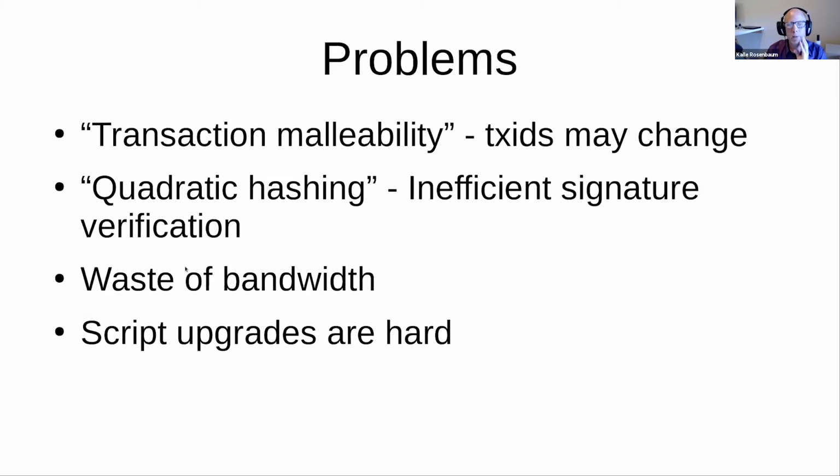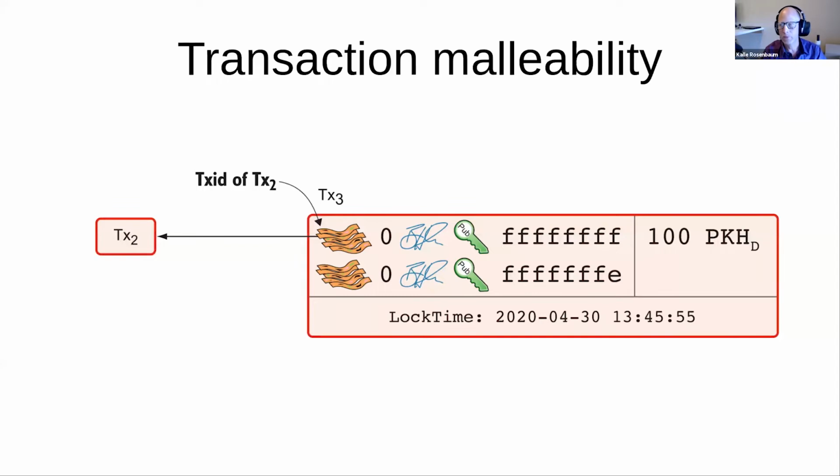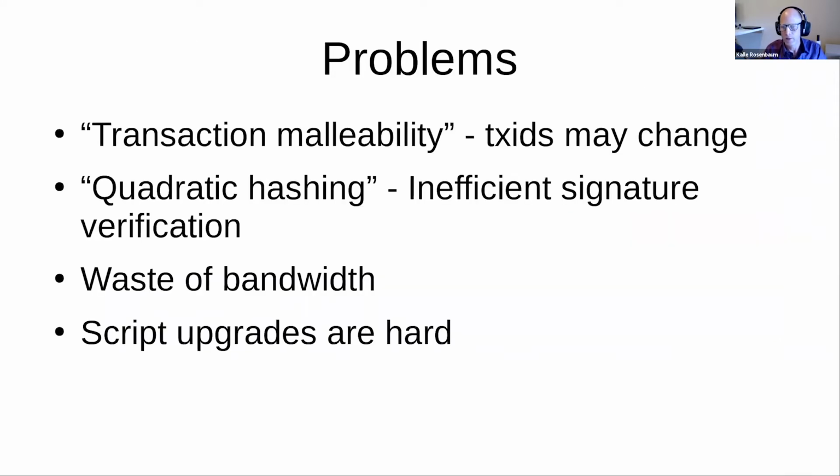And we waste a little bit of bandwidth between full nodes and lightweight wallets. I will show you that too. And script upgrades are hard. If we want to upgrade the scripting language with new operators, for example, that's hard today. But we'll take this one at a time. So first, transaction malleability. This is the main motivation for segregated witness. The others are more or less stuff that we do while we do it anyway.